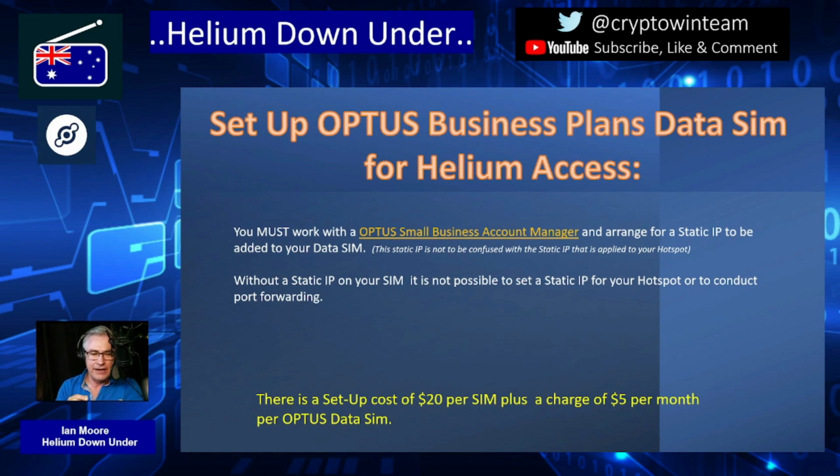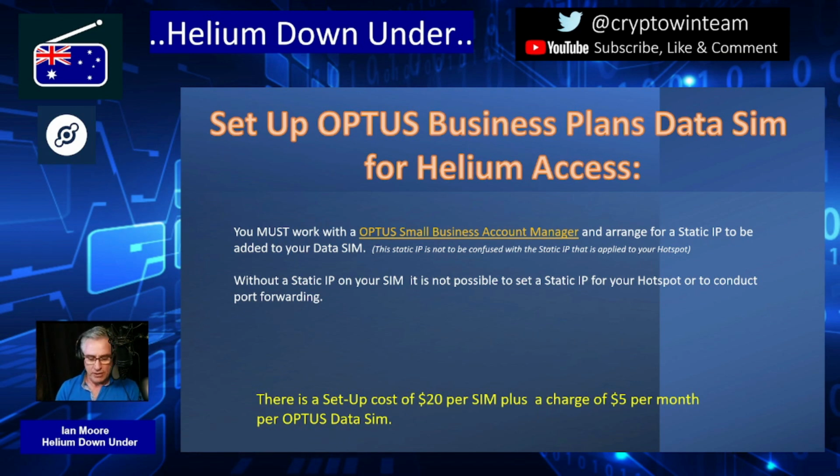And then the data SIM, once it's got that functionality, like the mica code for Telstra, it will typically take 4 to 6 hours to be applied. And once you've added that, you then have the functionality. But there is some additional cost with Optus if you are going to request a static IP. There is a one-off cost of $20 per SIM, and there is a per SIM charge of $5 per month.